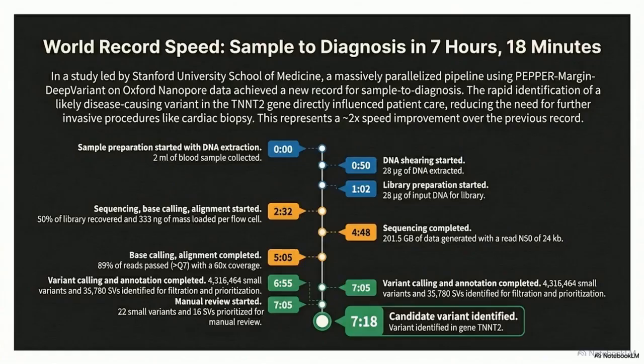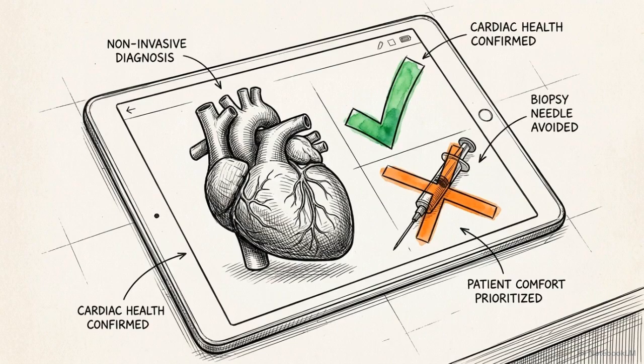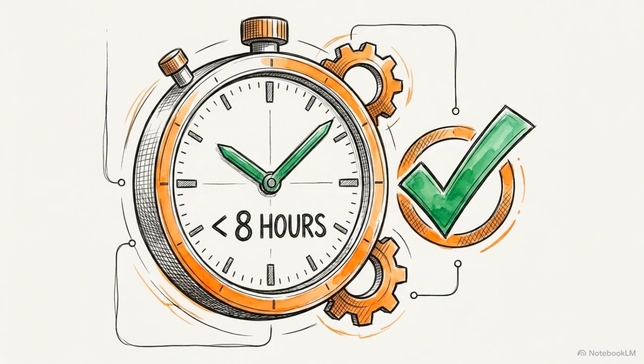This timeline tracks the process from the moment a 2 milliliter blood sample is drawn through DNA extraction and into sequencing. At exactly 7 hours and 18 minutes, the pipeline completed its variant calling and identified a likely disease-causing mutation in the TNNT2 gene. This rapid identification directly informed the patient's care plan, eliminating the need for an invasive cardiac biopsy. When the computational bottleneck is removed, algorithmic efficiency translates directly into clinical velocity.